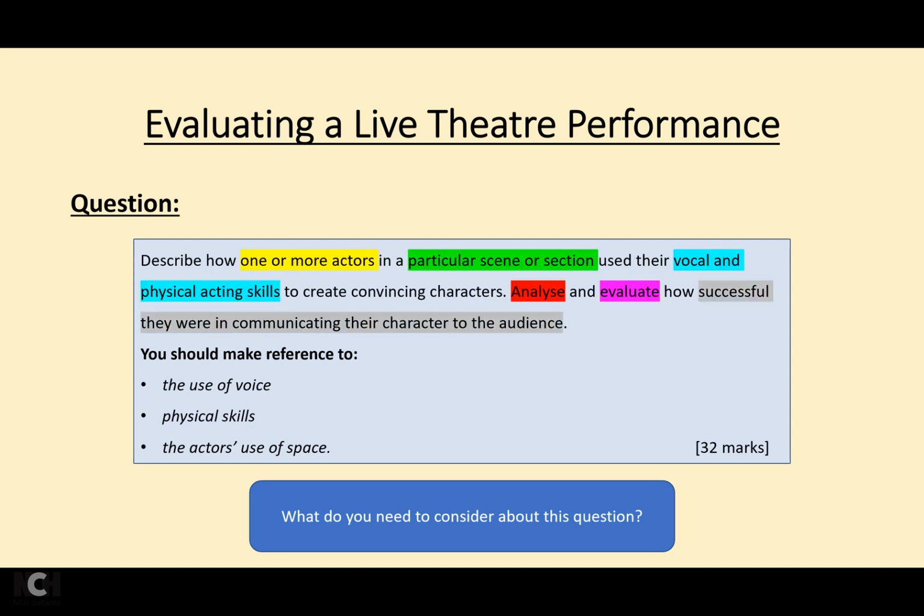Now, to help you, I have highlighted the keywords. There are some very important keywords where it says you should make reference to, and then the bullet points underneath. That is a separate part. I'm going to come on to talk about that in a second.